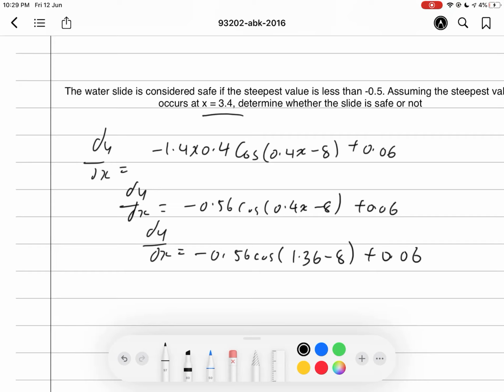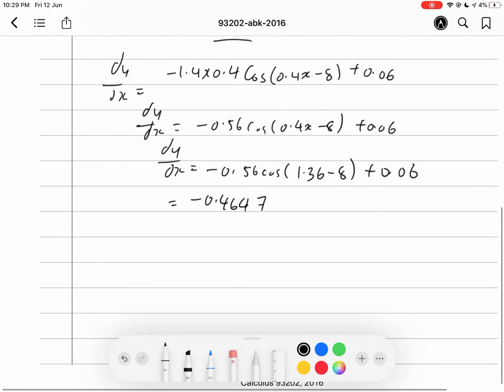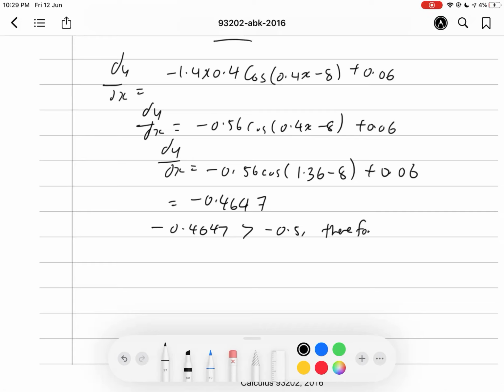So therefore, cos of that times negative 0.56 plus 0.06. Alright, that gives us dy over dx equals negative 0.4647. As you can see here, this is greater than negative 0.5, and it's only safe if it's less than negative 0.5. Therefore, this is not safe. So you can say negative 0.4647 is greater than negative 0.5. Therefore, slide not safe.